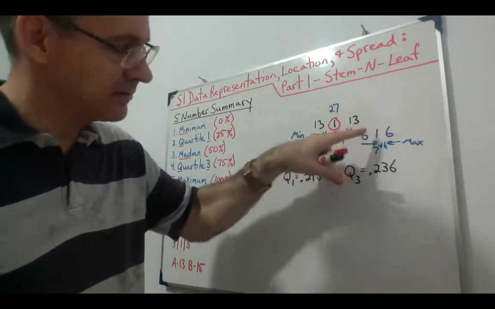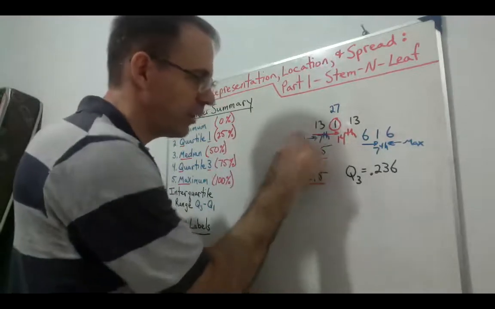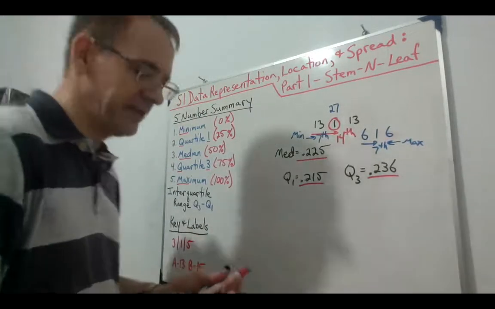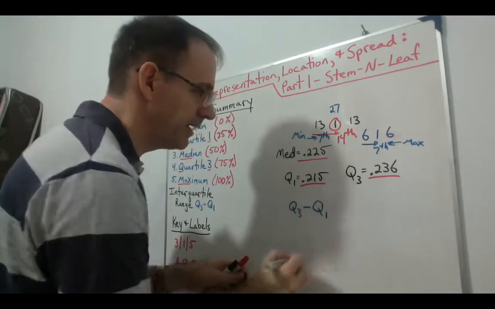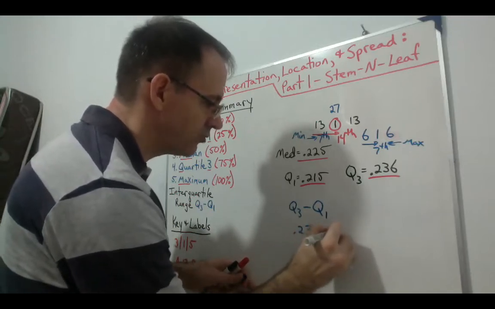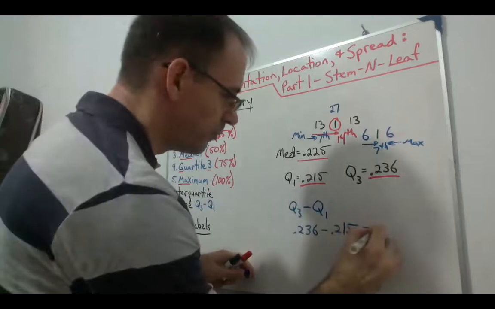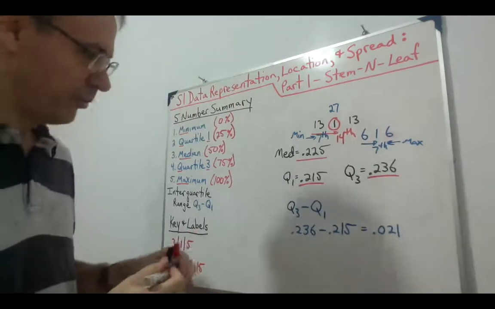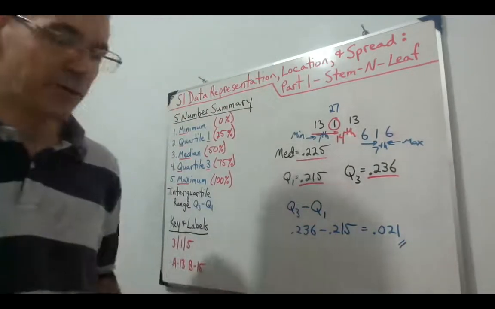So you're looking for that exact middle, and we got 0.215 for the Q1 and 0.236 for the Q3. Now we want to find the interquartile range, which is Q3 minus Q1. So 0.236 minus 0.215, and that equals 0.021. So 0.021 is our interquartile range.